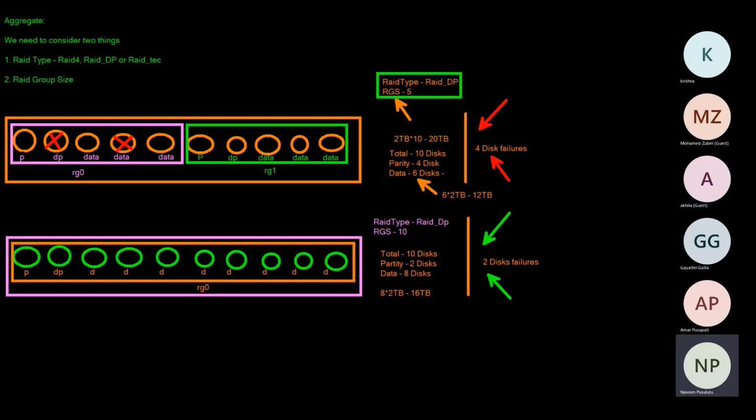I just took this example here to show you how things will work, how the right group size and the right type will impact things. Are you guys clear? If you are clear, then I'll take this slide out. I need to create a new slide.